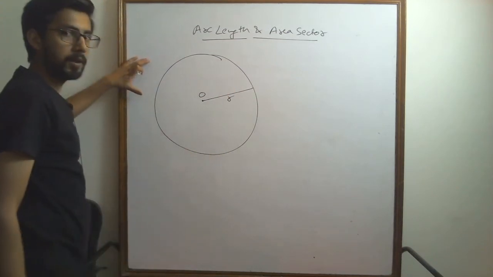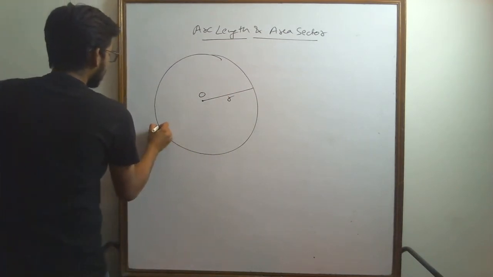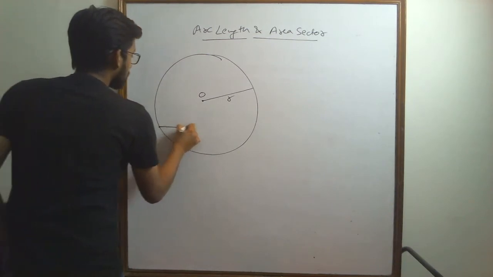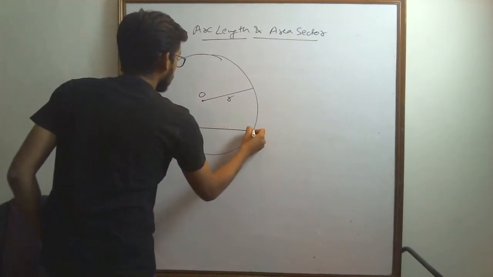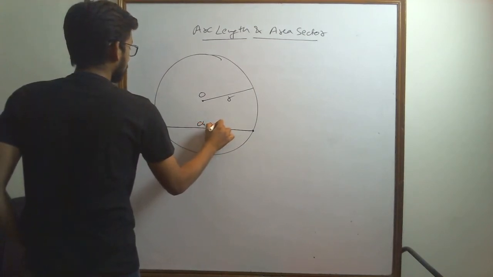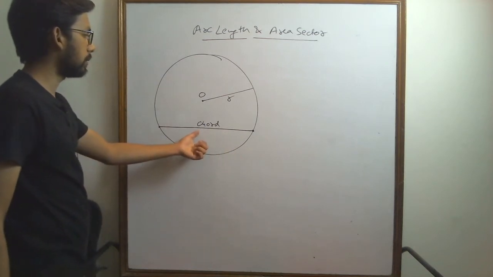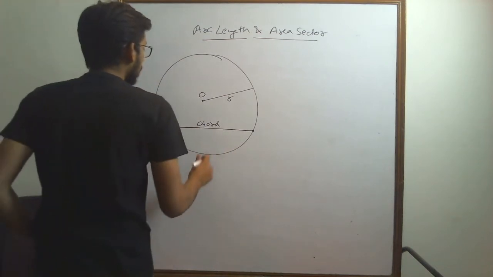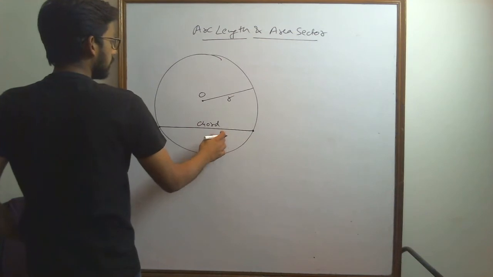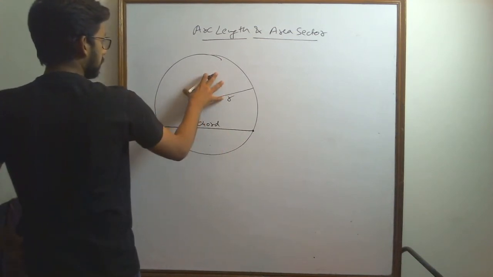Now the different parts or different definitions in a circle. If I join any 2 points on the circle, then the line segment is known as a chord. The chord divides the circle into 2 parts. This is one part and this is the second part.